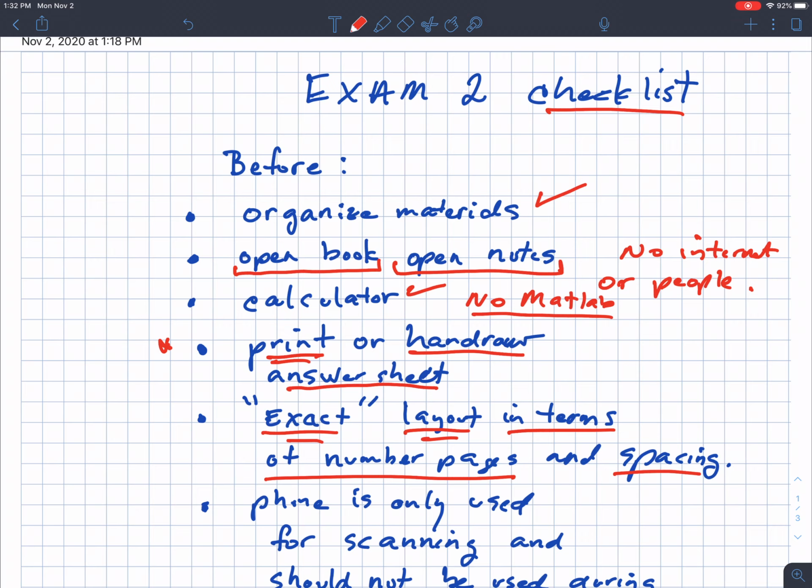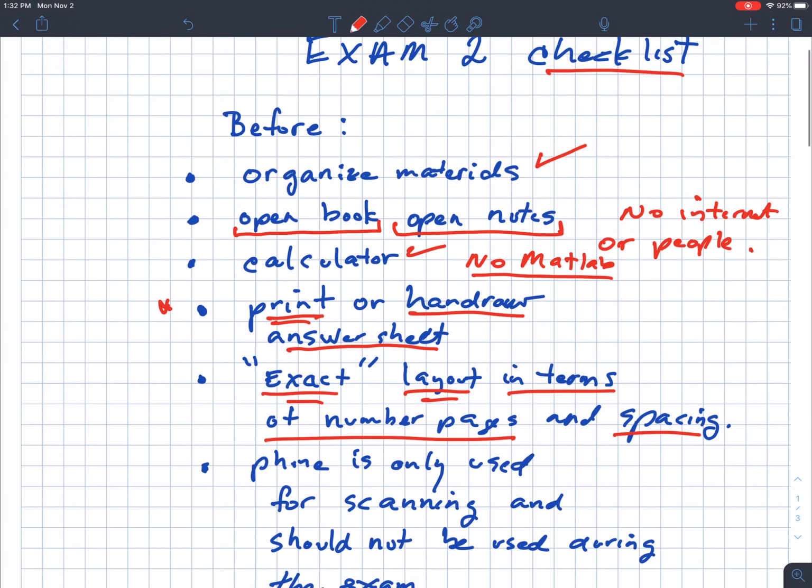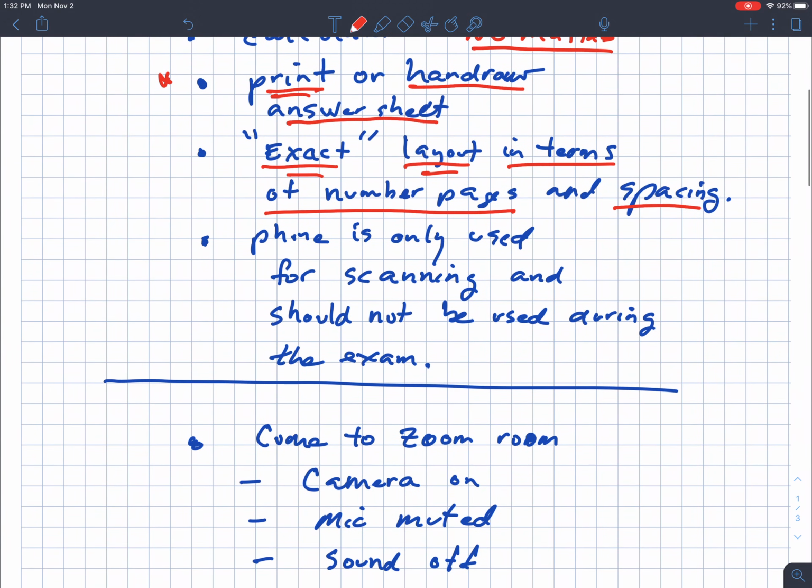Okay, so if there's 2 problems on one page on the answer template, you should have the same 2 problems on those pages. So you need to get the exact page count right, and it needs to be pretty close. Otherwise, things get really messed up in the grading system. Okay, you should have access to your phone, but it's only used for scanning at the end. It should not be used during the exam.